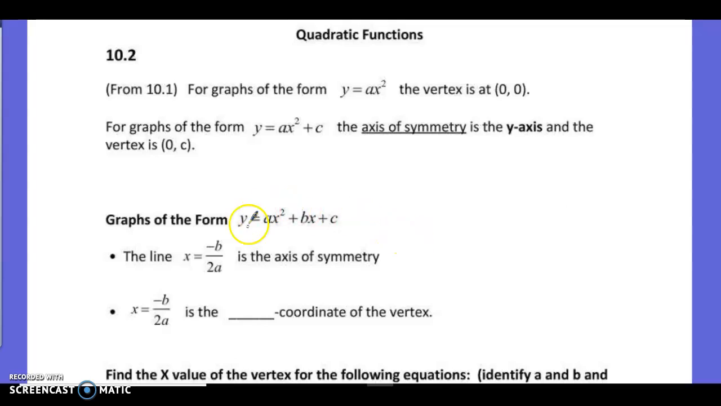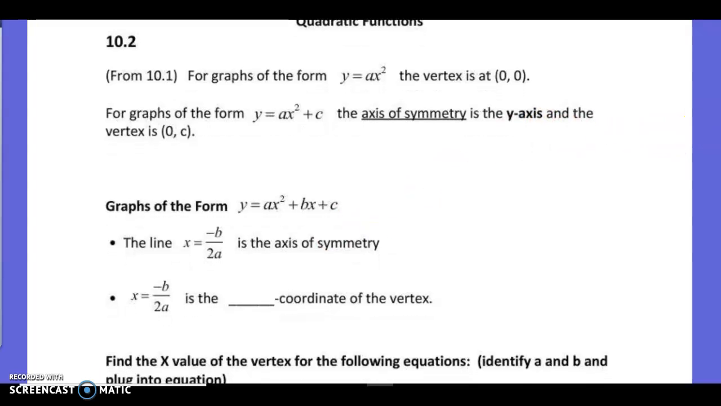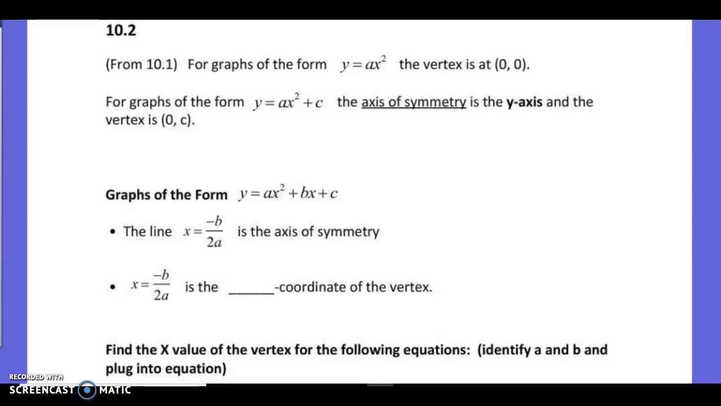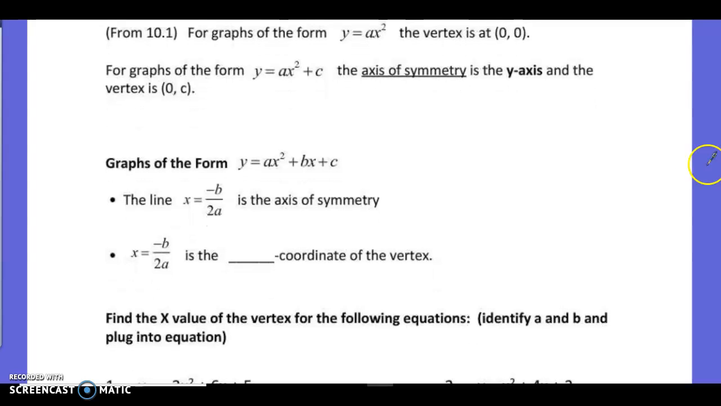So now we're going to go into trinomials where we have the ax squared plus bx plus c and talk about how to find the vertex in this kind of equation. Because when we get into graphing, if you're not using a graphing calculator, you need to show your work on how to graph. We have to start with the first step, which is finding the vertex. So the first thing we need to be able to do is find the axis of symmetry.